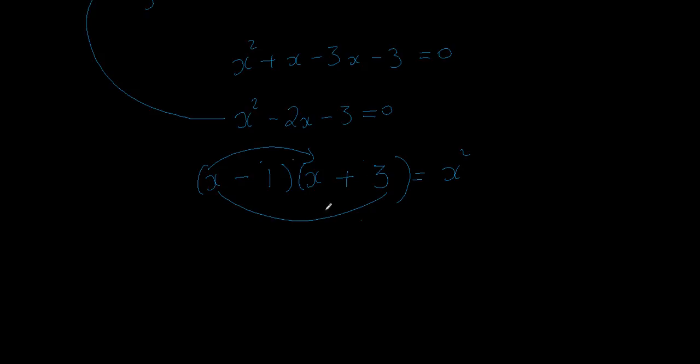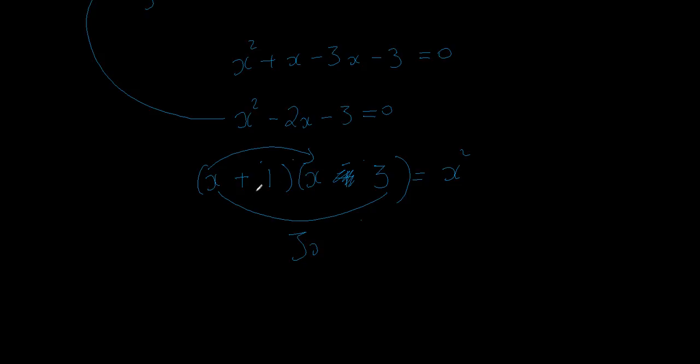this x times this 3 is going to give you 3x, and this -1 times x is going to give you -x. So you get 3x minus x, which is equal to 2x. Now we don't have 2x here, we have -2x. So this means that this is incorrect and the opposite must be true. So this must mean then that this is minus and this is plus.